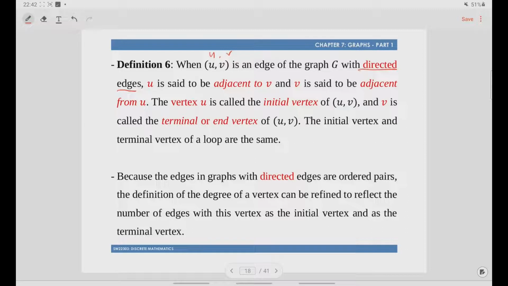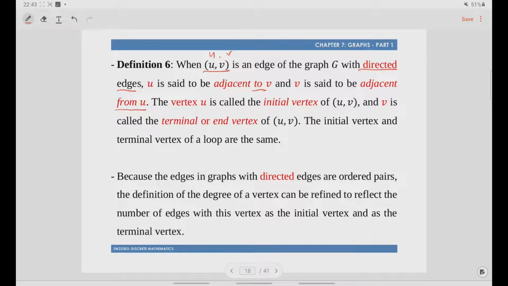Okay, it's different. For the vertex U, U is said to be adjacent to V, because in this ordered pair, we know that the starting point is U and the terminal point is V, or the ending point is V. So U is said to be adjacent to V, while V is said to be adjacent from U. So be careful with the terminology. Different terminology will give you different kind of graph.